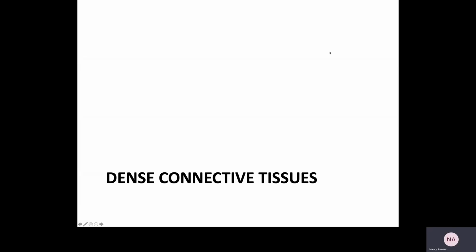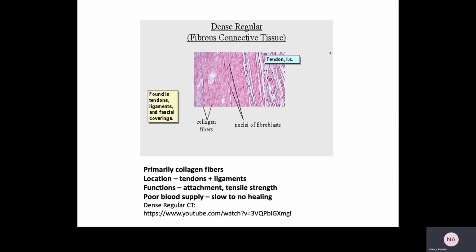Moving on to the dense connective tissues. This will include dense regular connective tissue. This type of tissue is primarily going to be collagen fibers, and you will remember that collagen has an incredibly high tensile strength. Gram for gram, it is stronger than steel. And because of that, you want to find it in places that have a lot of shearing and take a lot of damage, or areas where there might be a lot of damage.